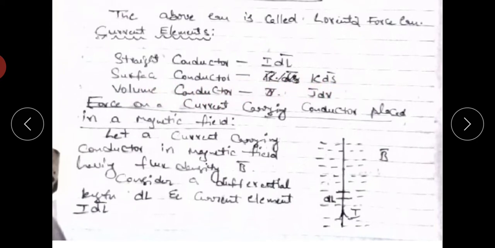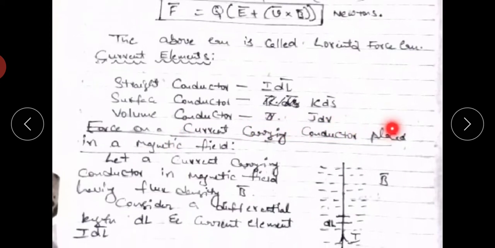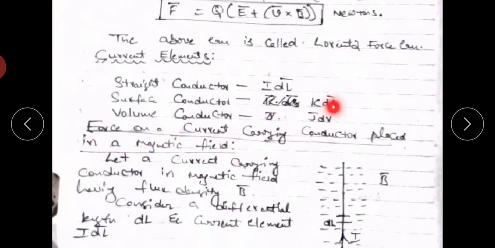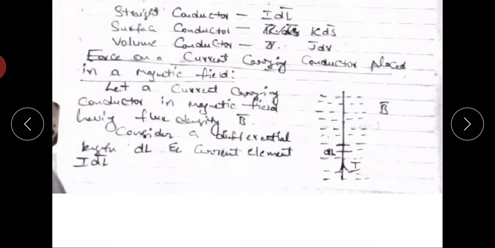Next topic, the force on a straight current carrying conductor placed in a magnetic field. Here the magnetic field flux density equals B bar, the current flowing through the conductor equals I, and the length of the conductor equals L meters. Let a current carrying conductor be in a magnetic field having flux density B bar. Now consider a differential length of the current carrying conductor, that means consider a current element I into dl bar.